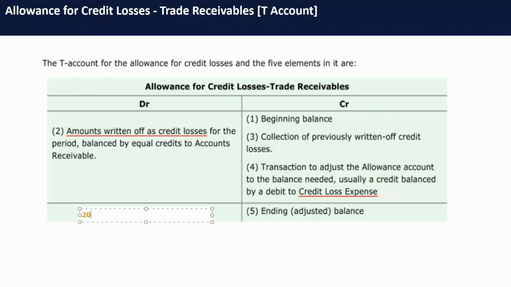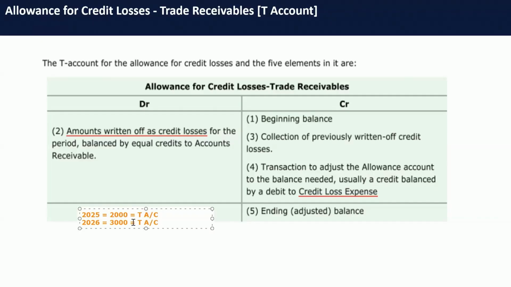Suppose in the previous year, 2025, I estimated that I will not collect up to 2,000. This was my T account balance. In short, we'll call it the T account, the allowance for credit losses account. In 2026, I am estimating my balance to be 3,000. Now in your balance sheet also, you will have to make changes to these balances that you estimated, right? So for this adjustment, you will be using the credit loss expense account.